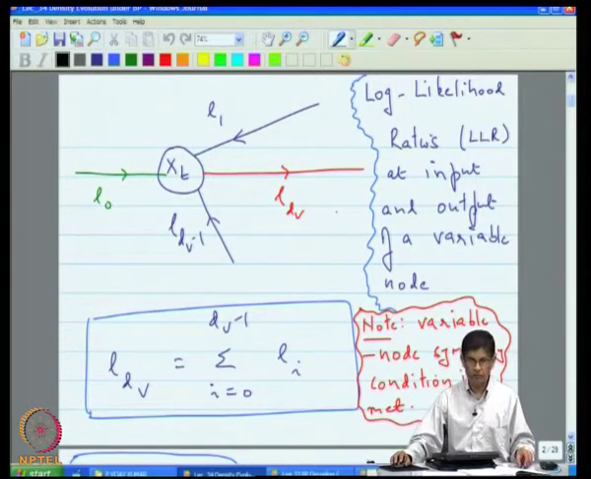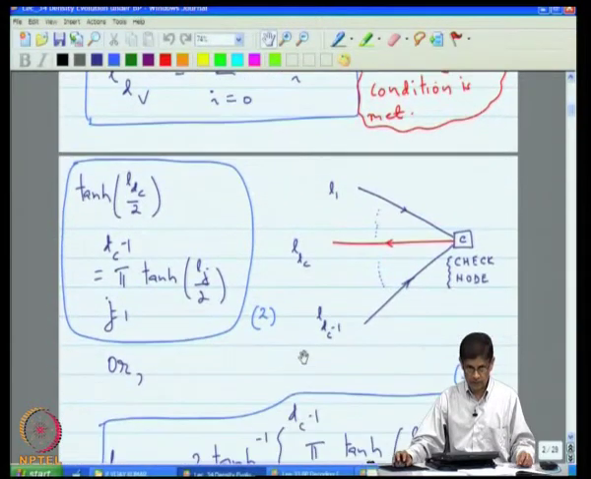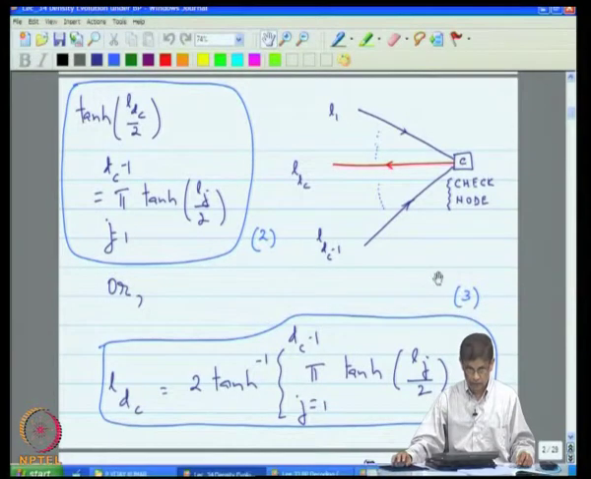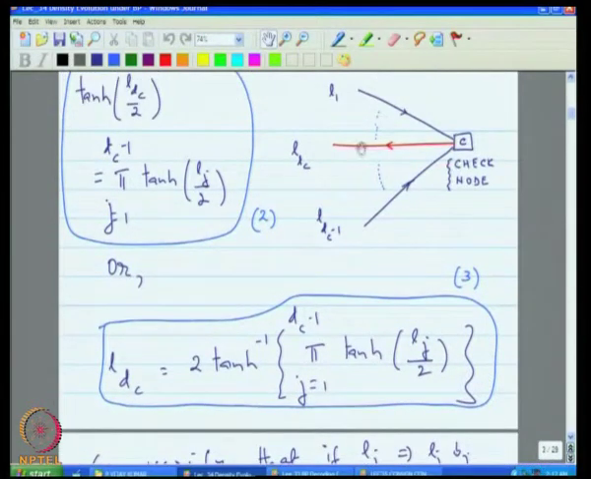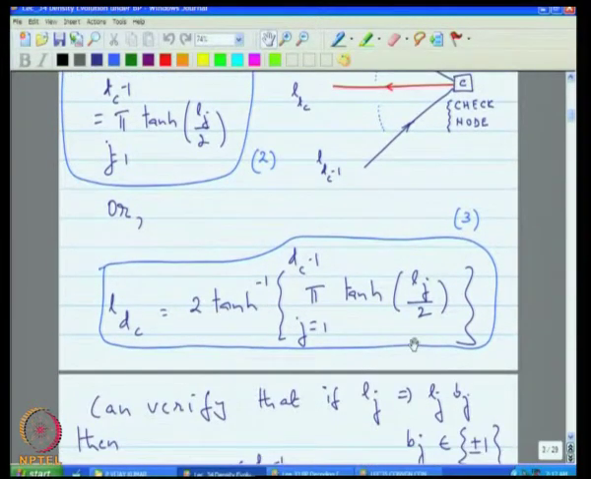In terms of log likelihood ratio, if you apply the same message passing rule that you adopt with the junction tree, then you find that the message rule at a variable node boils down to the output log likelihood ratio being the sum of the input log likelihood ratios. At a check node it is a little more complicated. The log likelihood ratio at the output is related to the tan hyperbolic function: there is an inverse tan hyperbolic and a tan hyperbolic.